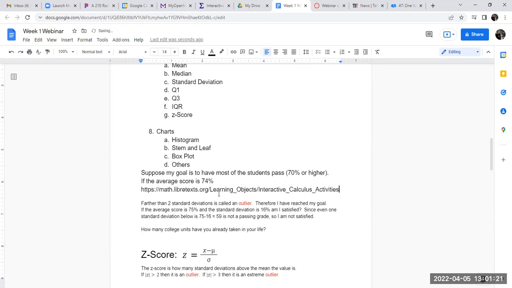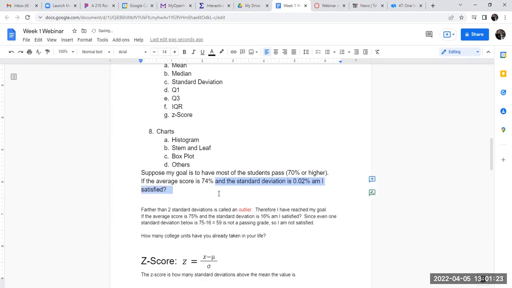Let's suppose the standard deviation was 0.02%. Am I satisfied? Yes, because everyone passed. If the standard deviation is 0.02%, that means that pretty much everyone is within even 0.5% of 74%. Every single student gets a C in the class. Again, you may not be happy with a C, but I want everyone to pass. That's what this says, and I'm very satisfied.